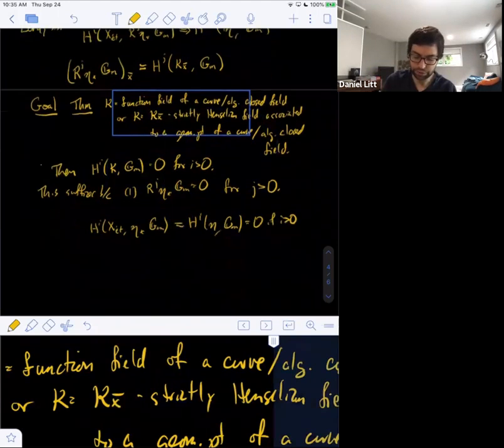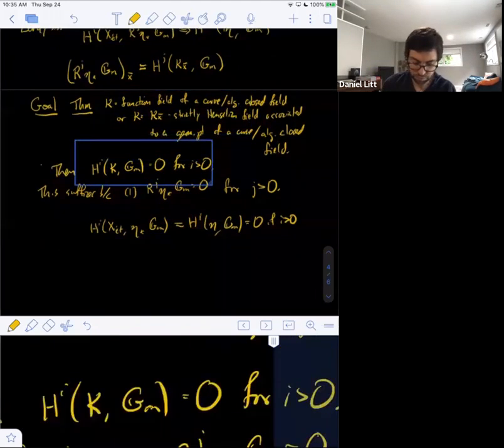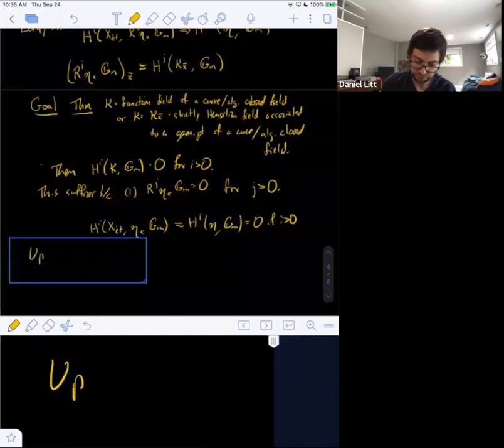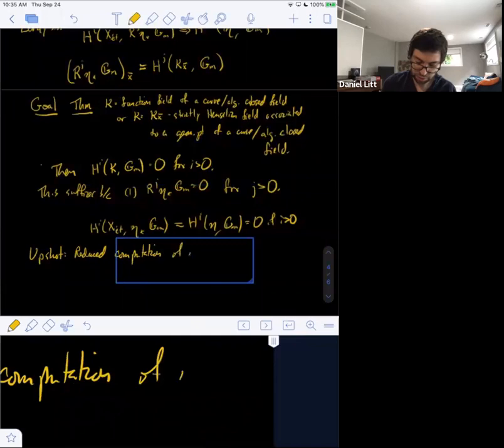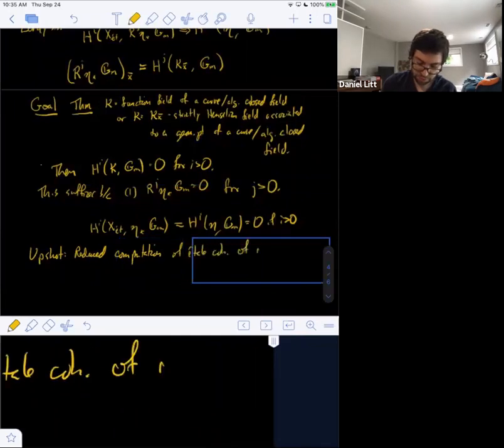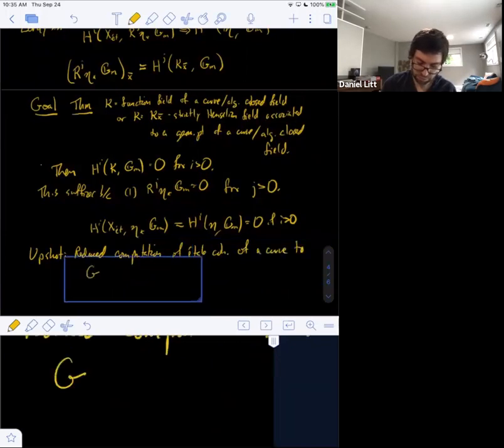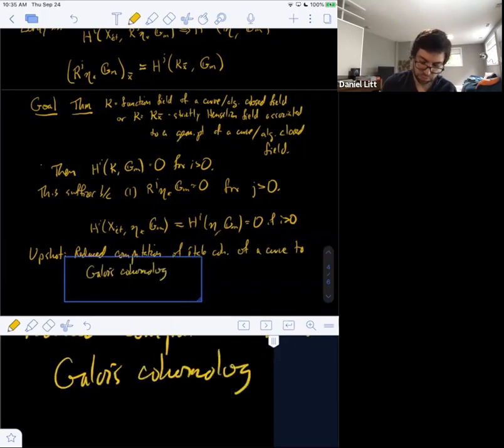So the upshot is that we've reduced this computation of the Etale cohomology of a curve to Galois cohomology. All right. So does anyone have any questions about that reduction?